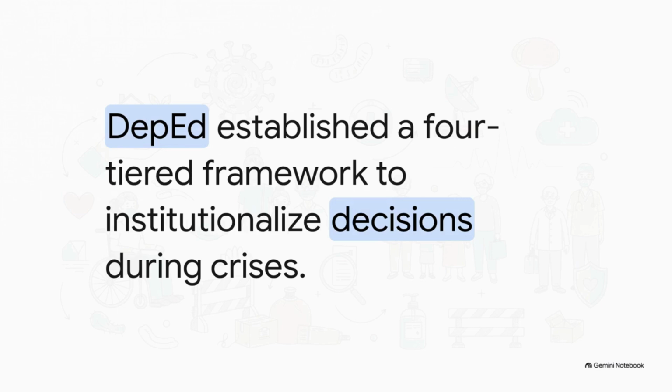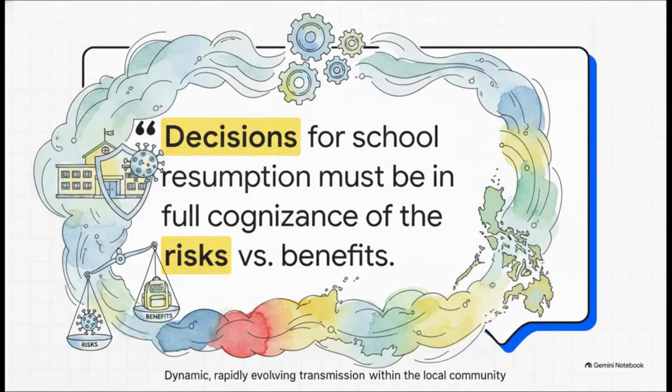It ensures that any response, whether that's keeping a school open or moving to remote learning, is based on the actual specific level of safety and disruption that school community is actively experiencing. And to back that up, guidelines from the Philippine Pediatric Society and the Pediatric Infectious Disease Society of the Philippines hit the nail on the head. They state that decisions for school resumption must always be in full cognizance of the risks versus benefits, with constant re-evaluation. Basically, policies can't be set in stone. They have to be adaptable, they have to be feasible, and they must evolve right alongside the dynamic transmission of the virus in the local community.